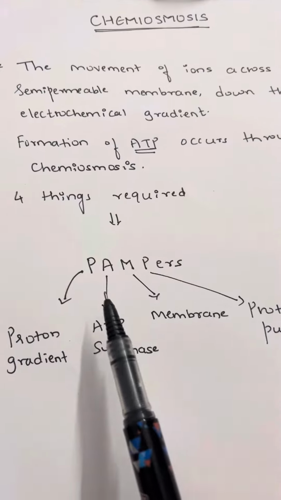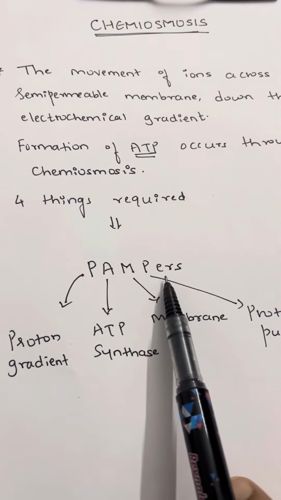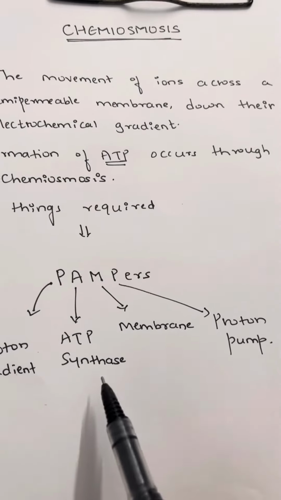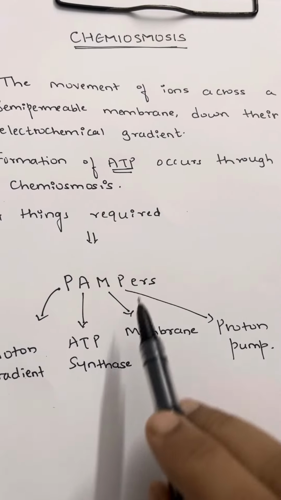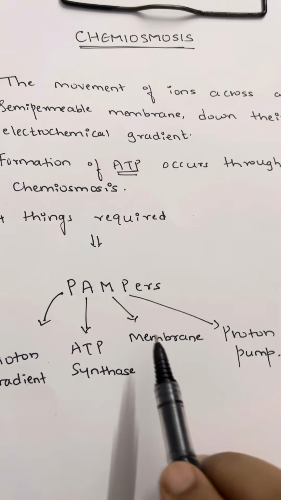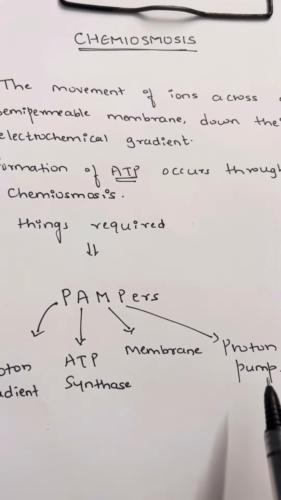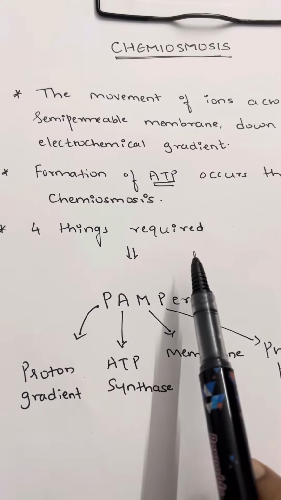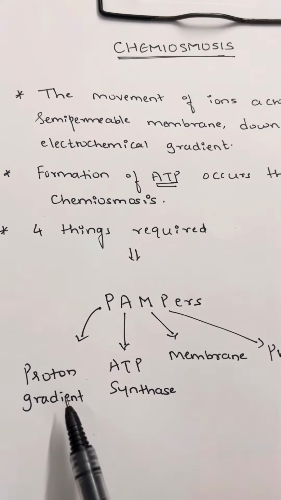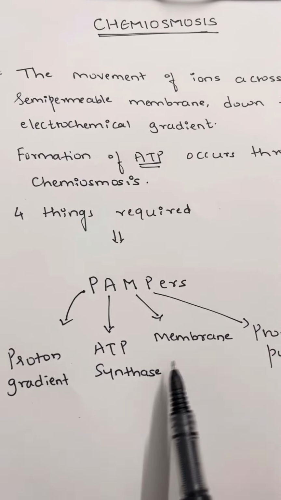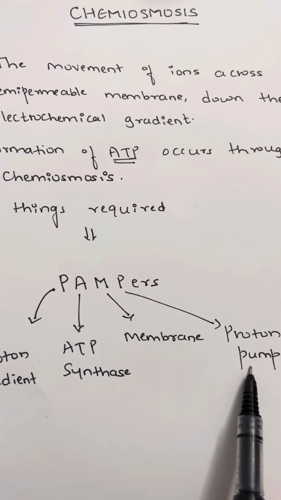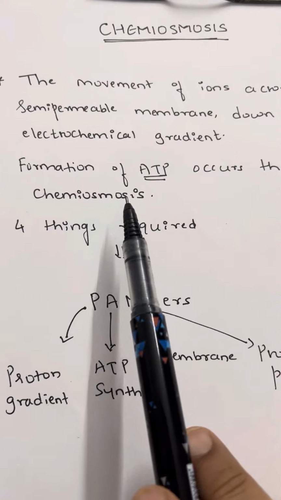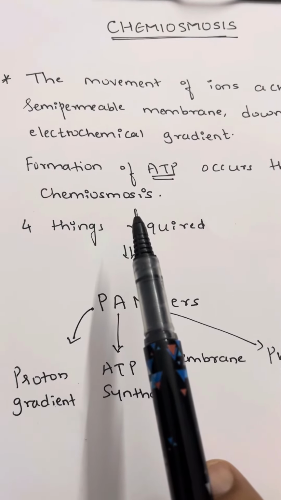That is, the trick is PAMPERS. You can remember PAMPERS: P for proton gradient, A for ATP synthase, M for membrane, and another P for proton pump. So chemiosmosis is a very important topic. So four things required once again: that is proton gradient, ATP synthase enzyme, membrane, and proton pump. The trick is PAMPERS, and this chemiosmosis topic comes under the chapter photosynthesis from plant physiology.